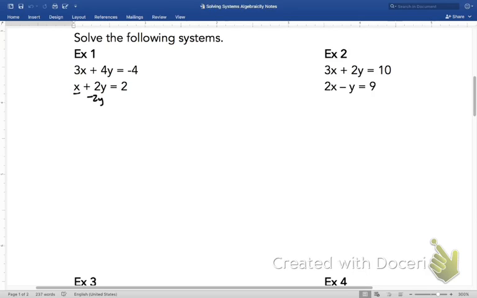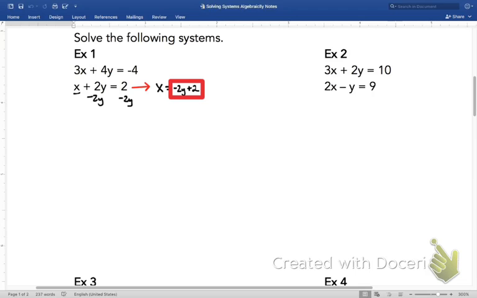So I'm going to subtract 2y from both sides, and I'm just going to rewrite it right above it: x is equal to negative 2y plus 2. Now, whichever one I manipulate, whichever one I change, this part right here is going to get substituted into the other equation.